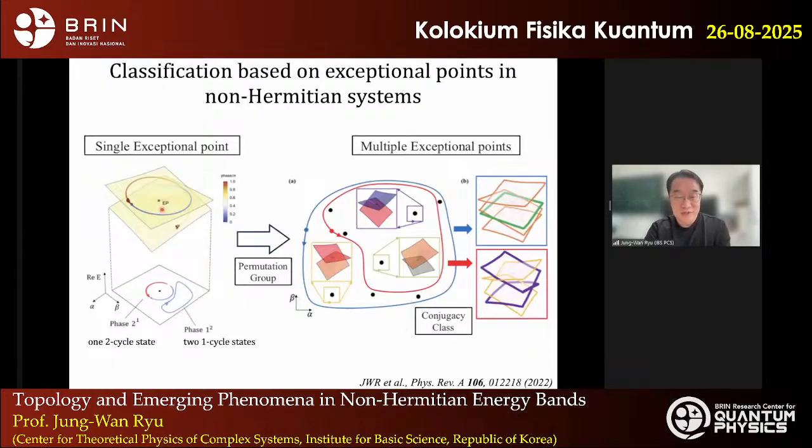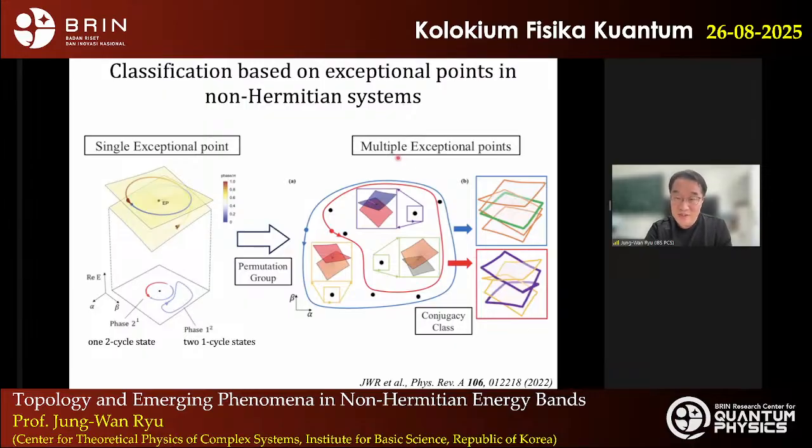In the previous slide, I talked about the one exceptional point case, and after twice encircling the exceptional point, they return to their original states. We call this one two-cycle state. However, if we choose a different encircling loop without an exceptional point like this, the two bands are separated on this loop. So these are two one-cycle states. So we use this kind of representation. This is a clear permutation operation for a single exceptional point.